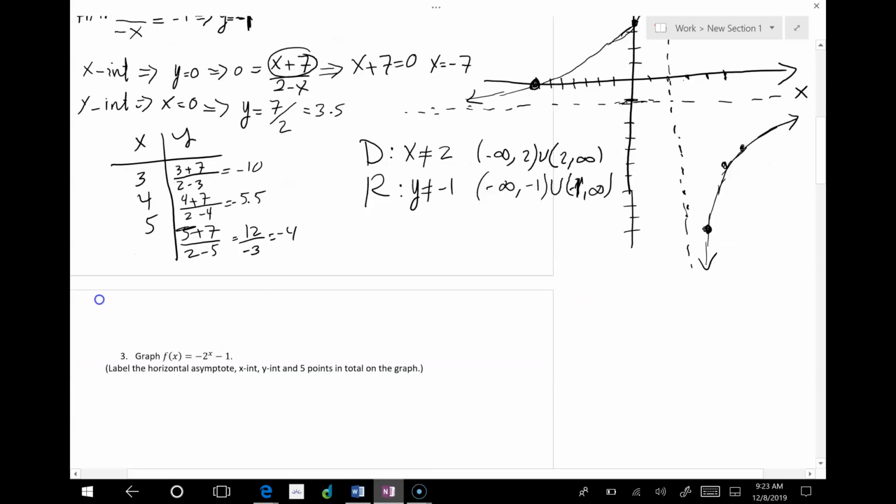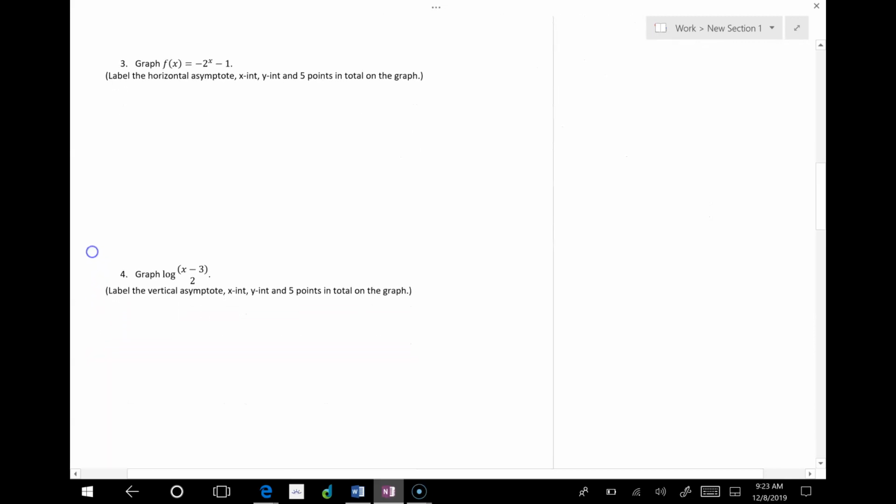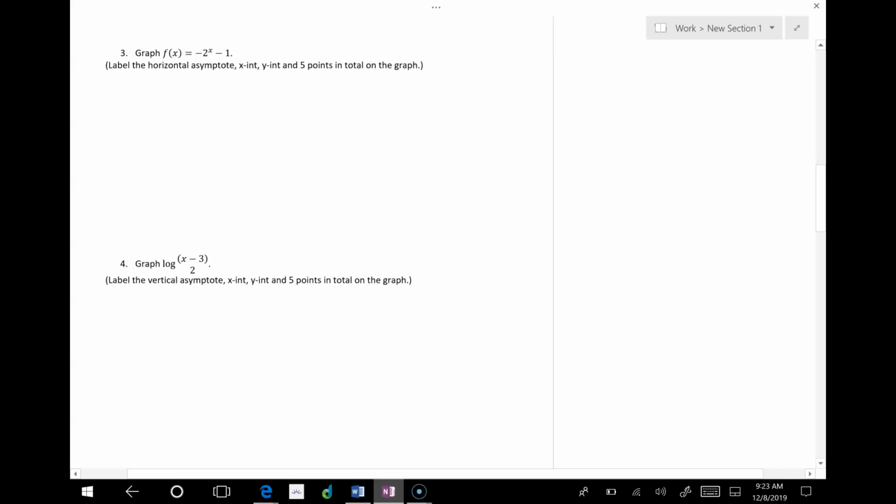Negative infinity to negative 1 union with negative 1 to infinity. Okay, next question. Graph of exponential functions. Label the horizontal asymptote, x-intercept, y-intercept, and 5 points in total.